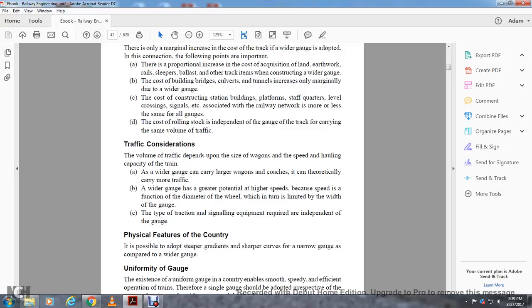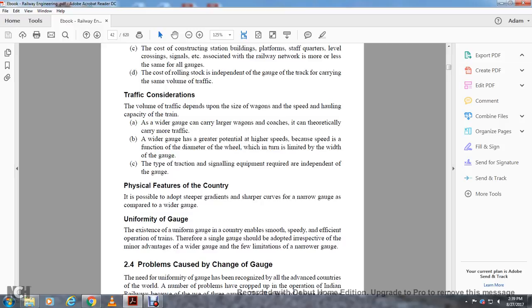The type of traction and signal equipment required is independent of the gauge. Physical features of the country: it is impossible to adopt steeper gradients and sharper curves with a narrow gauge compared with a wider gauge. Uniformity of the gauge: the existence of a uniform gauge across the country enables smooth, steady and efficient operation of trains.